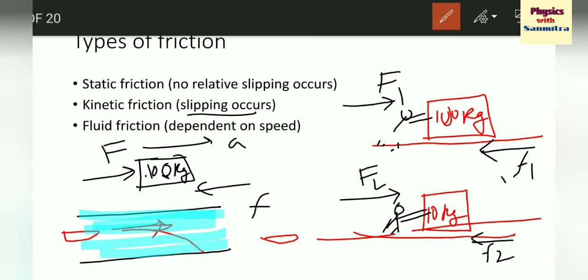Why? Because fluid friction of water is very much higher compared to fluid friction of air, and fluid friction is dependent on speed of the object. But in case of static friction and kinetic friction, it is not dependent on speed. Also, fluid friction is dependent on the surface area. That is also not the case with static friction and kinetic friction. We will learn everything about fluid friction in a later chapter called fluid dynamics. Currently our focus will be on static friction and kinetic friction.